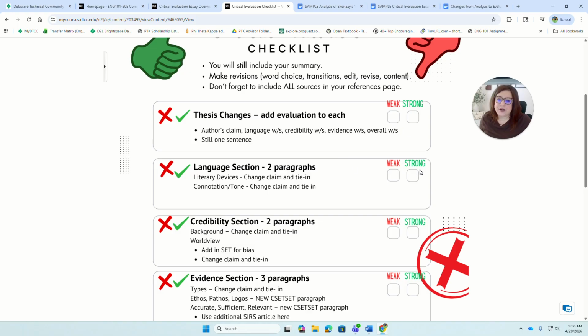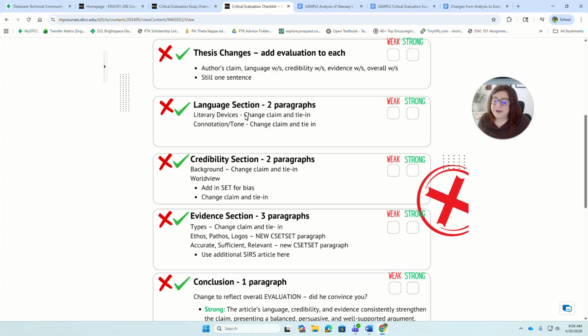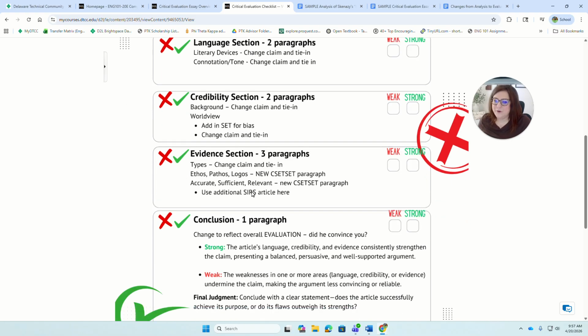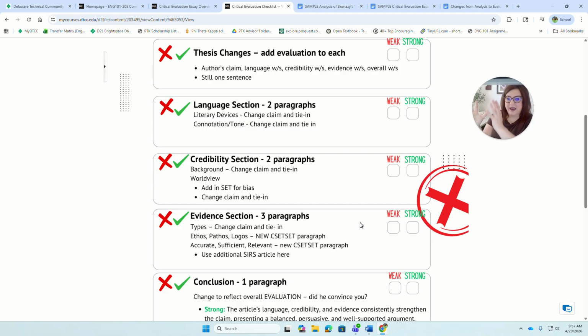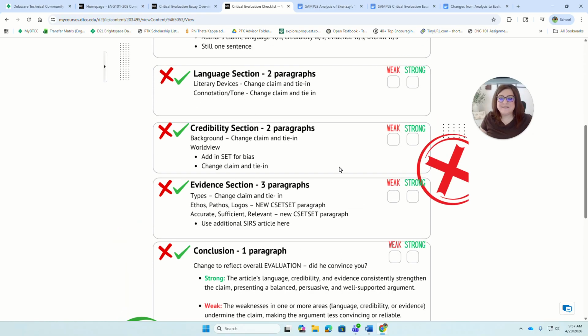There is a nice little critical evaluation checklist here for you as well that shows you exactly what to change, and to decide for each area if it's going to be weak or strong. So what this tells you is what you need to change in each paragraph, what you need to add in each paragraph, and what you need to change in your conclusion. So all that information is right there that we just went over, available to you. You can print this out. You can check it off to see weak or strong for each of these, and then kind of make your evaluation at the end. It's a really nice tool.